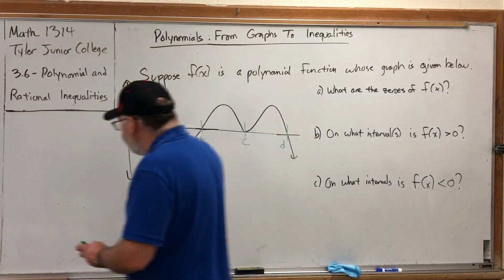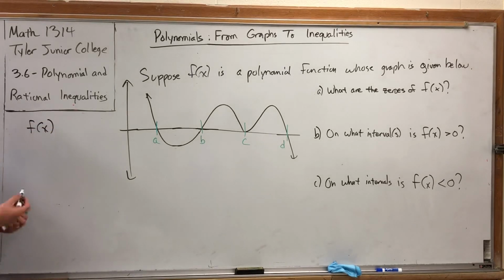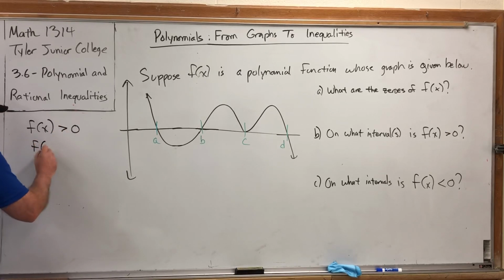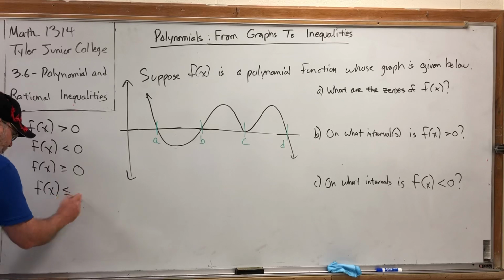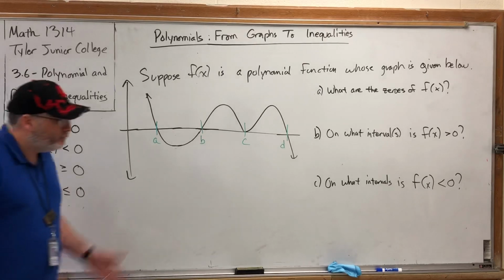Specifically, if we have a function involved in an inequality compared to 0, so a function greater than 0, a function less than 0, a function greater than or equal to 0, or a function less than or equal to 0, then there's a natural representation of the solution to any of these inequalities on the graph of the corresponding function.